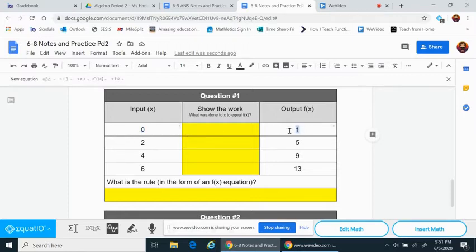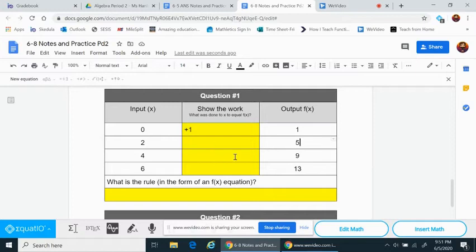So this is just going to tell us what we added. 0 times anything will equal 0, and then plus 1 would equal 1. So we know it's going to be a plus 1. Now we have to figure out what we're multiplying by. So let's look at the 2, 5 pairing. We have a 2 and it turned into 5. So we know that we added the 1 to get to the 5.